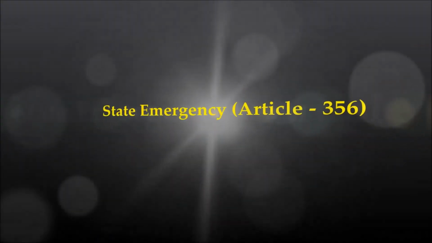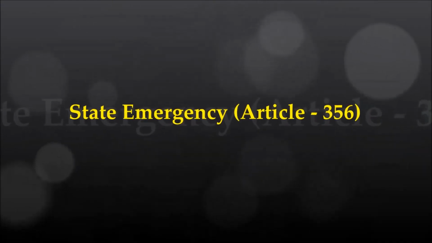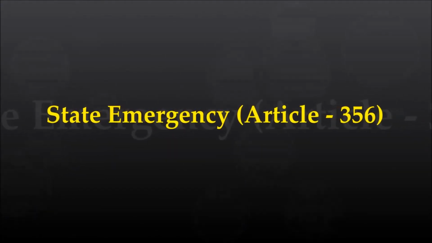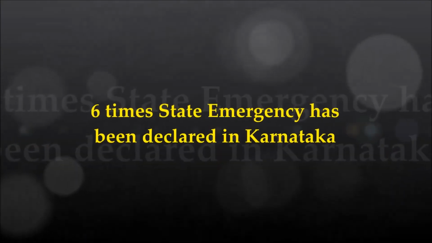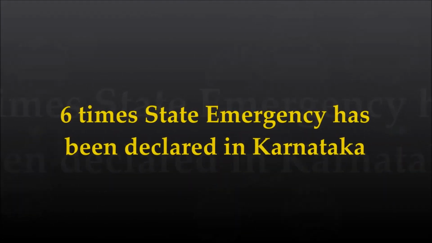State emergency. Based on the report of the governor of a state, or if the state government for any reason cannot function according to the principles of the constitution, the president can declare emergency under Article 356. For example, in Karnataka, state emergency has been declared 6 times in total till now.